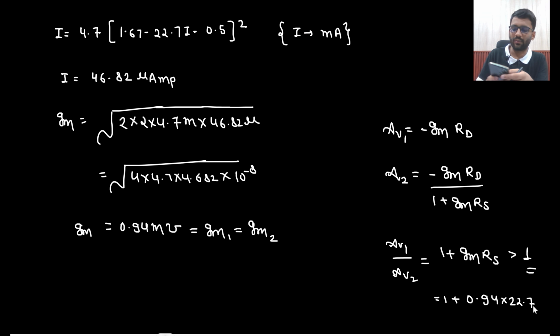So with the calculator, 22.7 into 0.94, 0.7 into 0.94 plus 1, so 22.33.